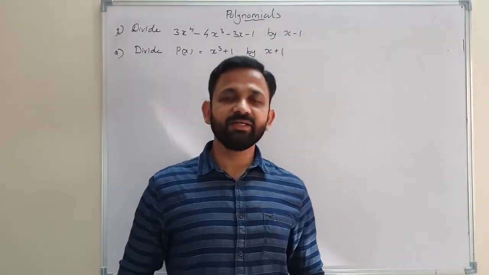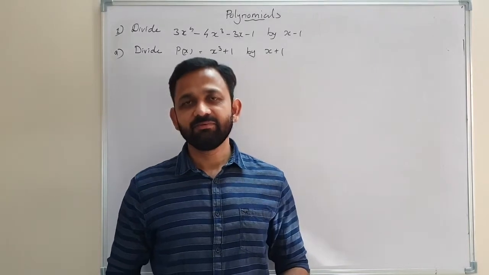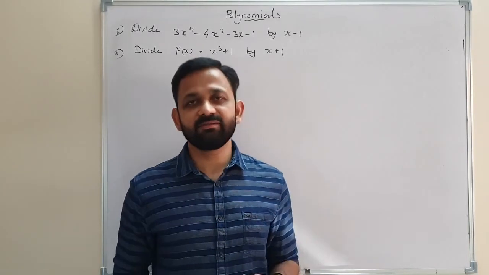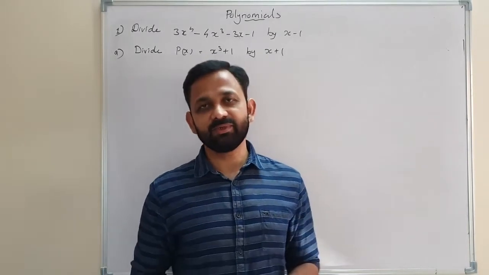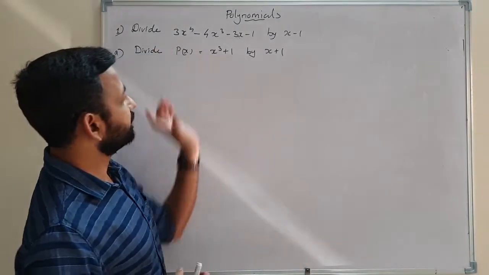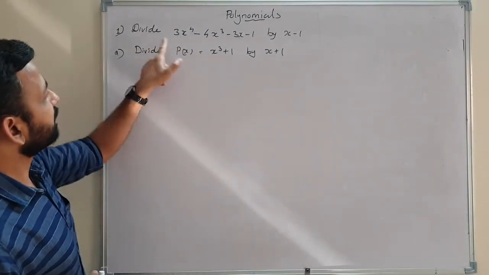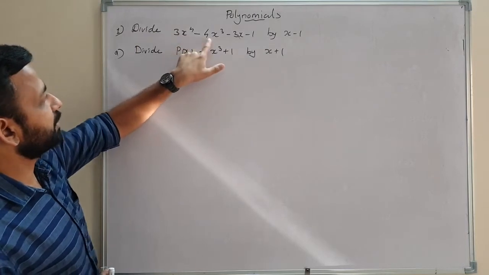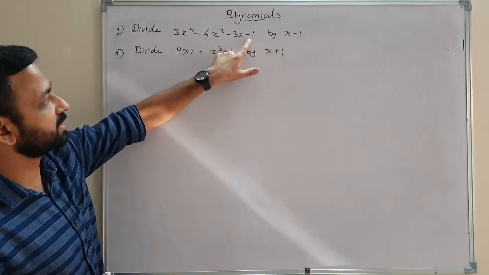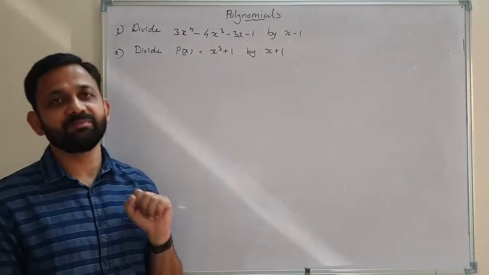Today we will learn division of polynomial. We are going to learn how to divide a polynomial by another polynomial. Here we have two questions. Question number 1: divide 3x raised to 4 minus 4x cube minus 3x minus 1 by x minus 1.